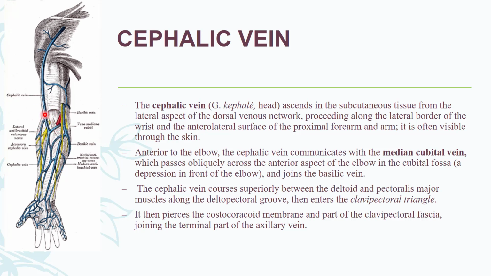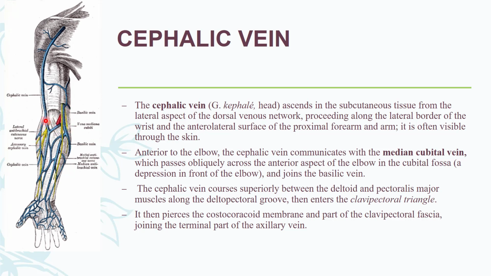See here in this diagram, this is the median cubital vein, which passes obliquely across the anterior aspect of the elbow in the cubital fossa, and it joins the basilic vein. So this is called the median cubital vein. See here in this diagram, this median cubital vein is a vein which is communicating the cephalic vein on the lateral side to the basilic vein on the medial side.